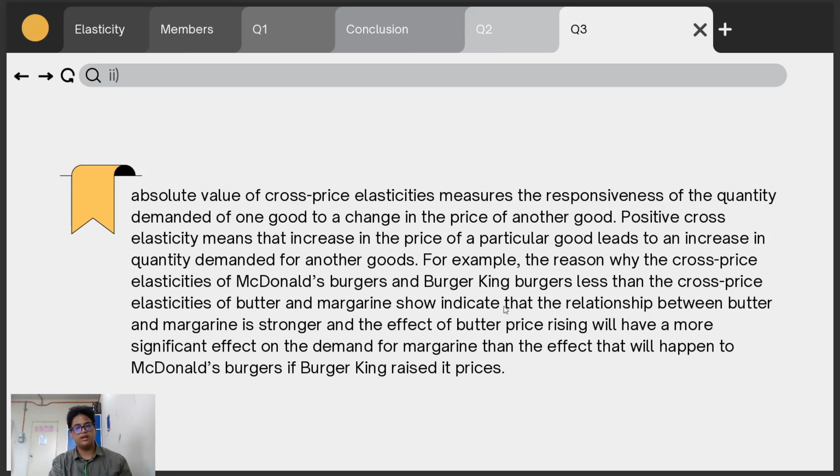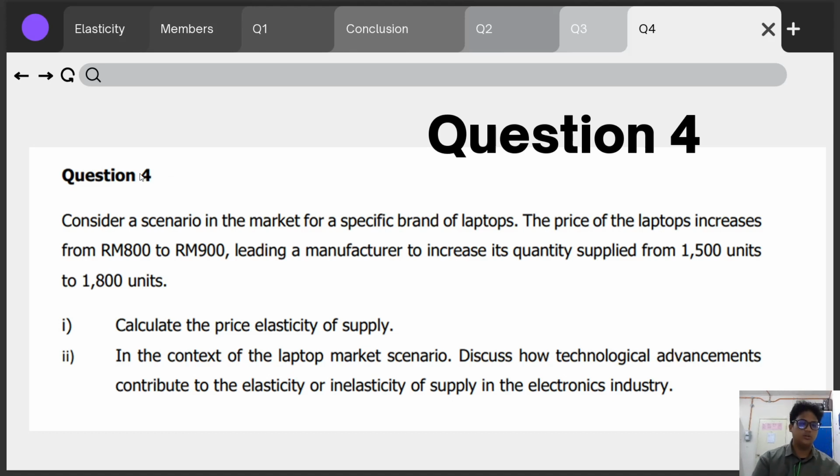So this indicates that the relationship between butter and margarine is stronger, and the effect of butter price rising will have a more significant effect on the demand for margarine than the effect that will happen to McDonald's burgers if Burger King raises its price. Now let us talk about question number 4.